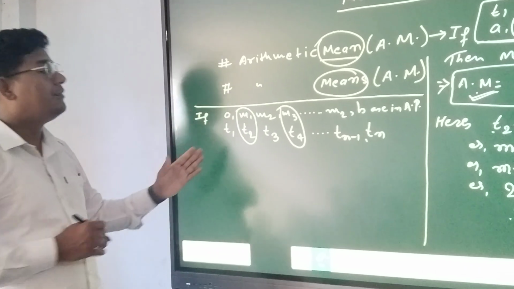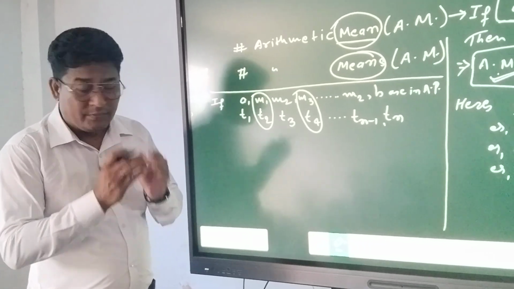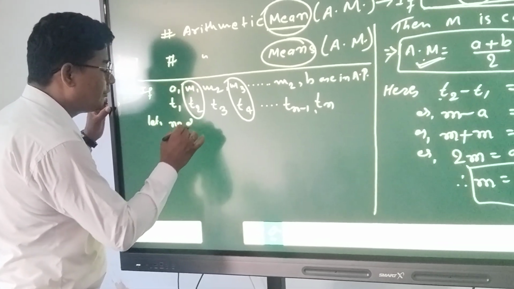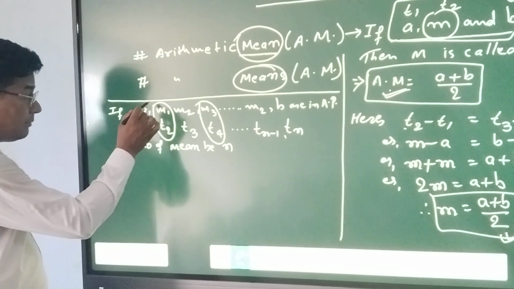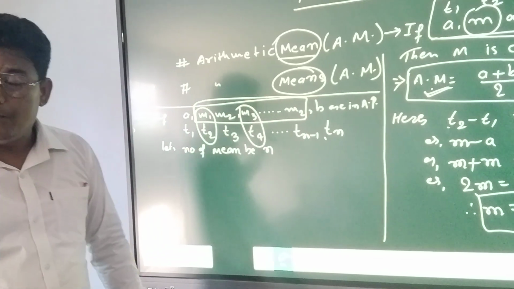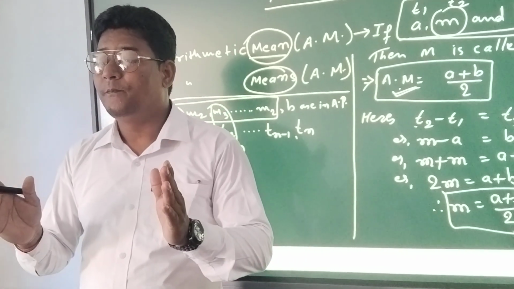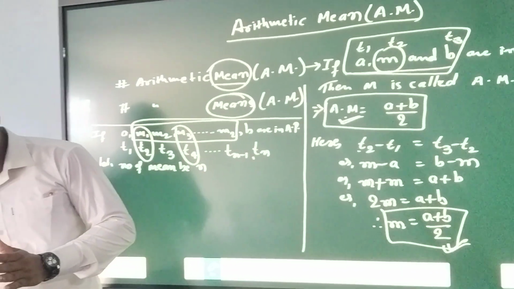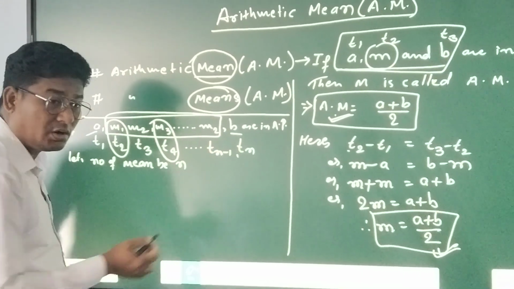That's all. Now, if they are in arithmetic progression, the common differences are equal here also. Let the number of means be n. Number of means means all the numbers except the first term and last term. The first term is not counted, and the last term is also not counted.